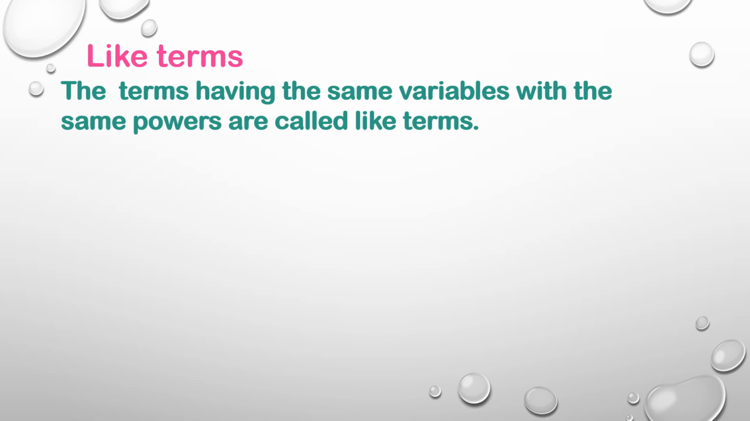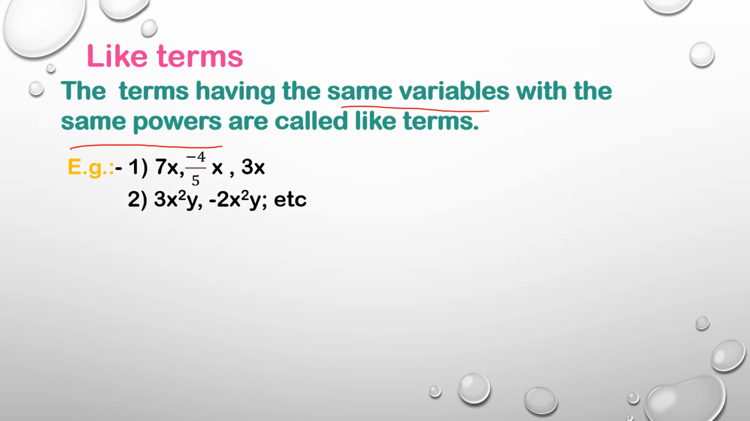Like terms. The terms having the same variable with the same power are called like terms. For example, if I take 7x, minus 4 upon 5x and 3x. Now see here, first term 7x, second term minus 4 upon 5x and the third term is what? 3x, all having the same variable, that is x. So they are called as like terms.